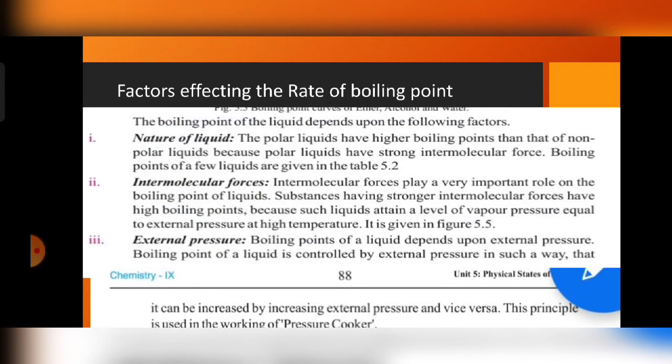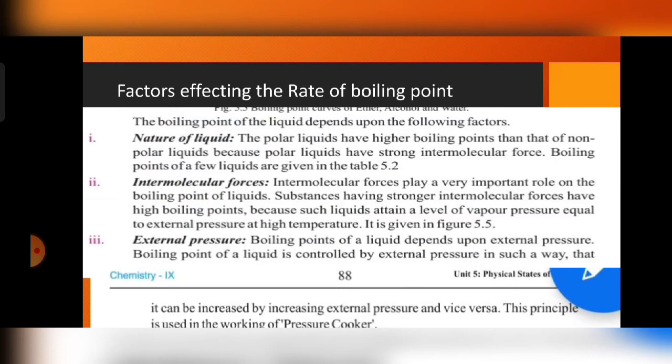Similarly, the boiling point of a liquid depends upon the external pressure. The boiling point of a liquid is controlled by external pressure in such a way that it can be increased by increasing external pressure and vice versa. Obviously, we know that the boiling point is the point when the vapor pressure and the external or atmospheric pressure are equal.